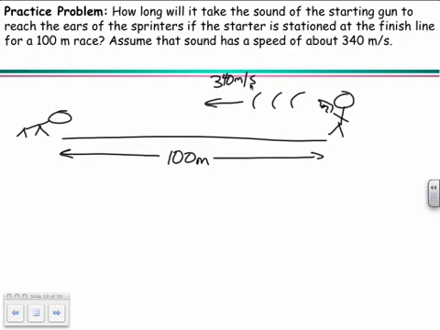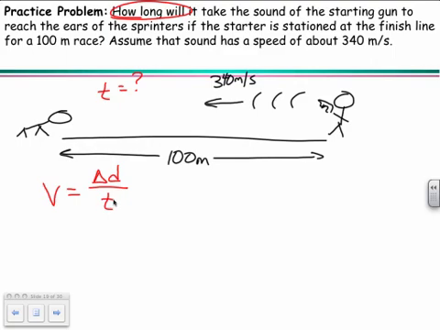So what is our question asking us to solve for? What are we solving for? Time. How long? So we're solving for time. Now since we have only one equation to deal with, it's not difficult. Velocity is going to be displacement over time, and we're going to solve for time.